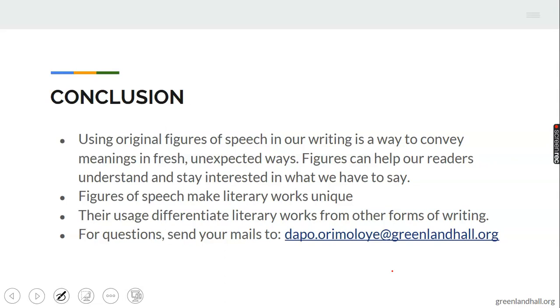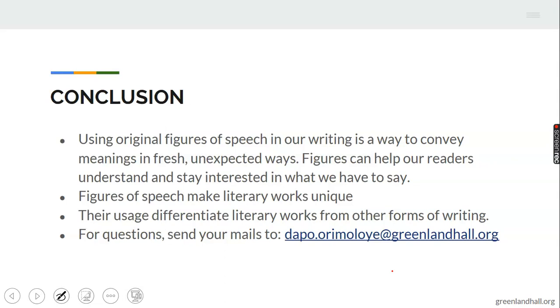Using ordinary figure of speech in your writing is a way of conveying meanings in fresh, unexpected ways. It gives you class. When you're writing literature works and you use figure of speech very well, it gives you class. You can't compare the class of Wole Soyinka to that of Niyo Shunari in UI. Soyinka is an international writer whose book you have to sit down and really read with a dictionary beside it before you can understand what he is expressing. So it makes you stand out when you use them in the right way.